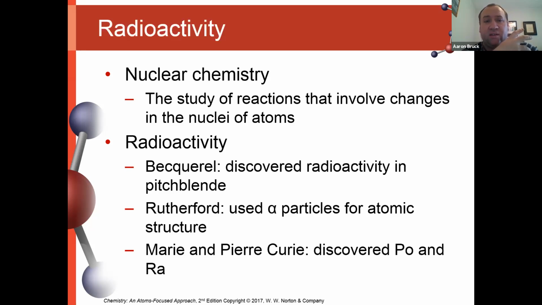We largely credit Becquerel with discovering radioactivity using a mineral known as pitchblende. We also can talk about Ernest Rutherford. That was our primary focus in chapter 2, how he used alpha radiation to discover the nucleus. And then we can also talk about the Curies, who are credited with discovering polonium and radium as elements.